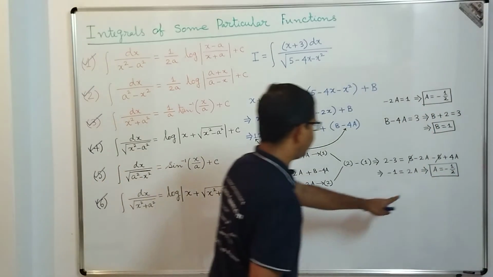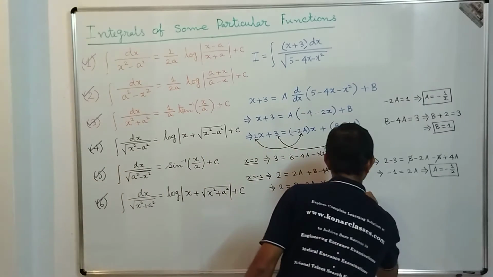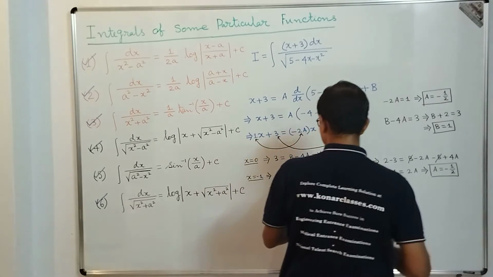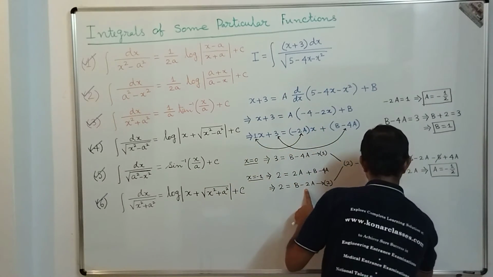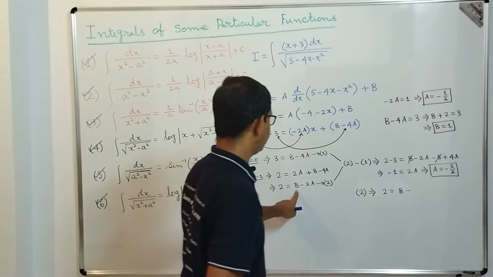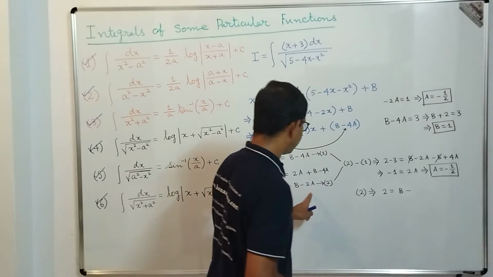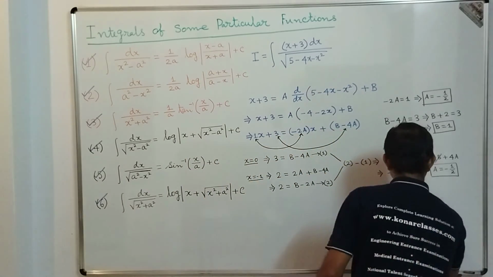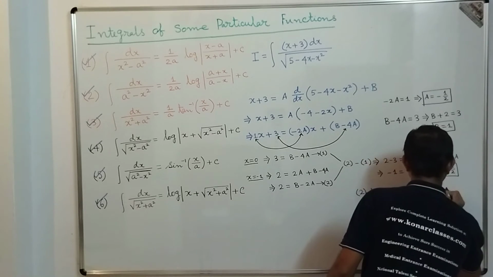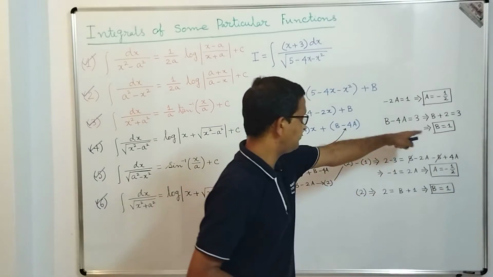Now we can apply the value of a equal to minus 1 by 2 in equation number 2. From equation 2 we get 2 is equal to b minus 2a. Since a is equal to minus 1 by 2, minus 2a should be equal to plus 1. So from here b is equal to 2 minus 1, that is 1. So the value b equal to 1 is also matching.